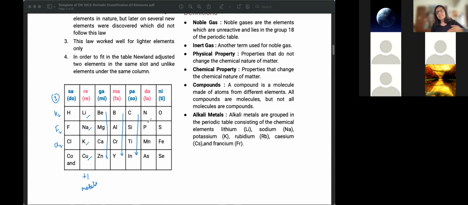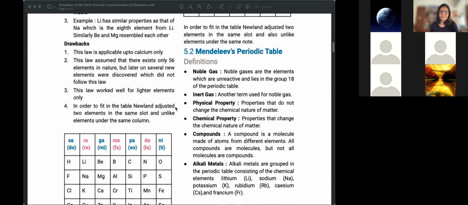So he went one step further, saying physical and chemical properties are repeating at every eighth element, just like how musical notes are repeating. So that is Newlands' law of octaves.